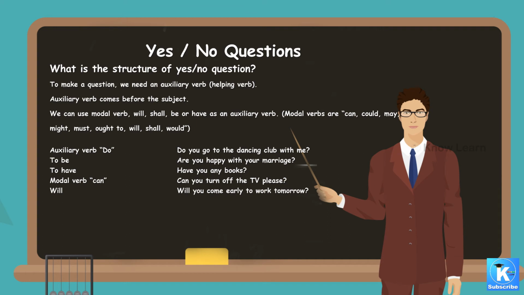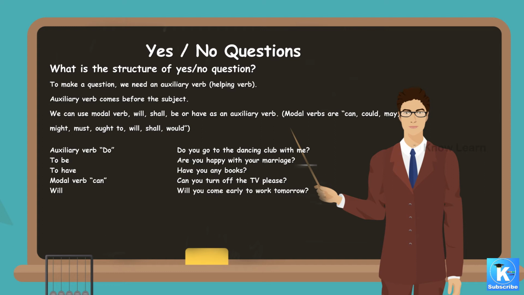What is the structure of yes/no question? To make a question, we need an auxiliary verb, helping verb. Auxiliary verb comes before the subject. We can use modal verb, will, shall, be or have as an auxiliary verb. Modal verbs are can, could, may, might, must, ought to, will, shall, would.